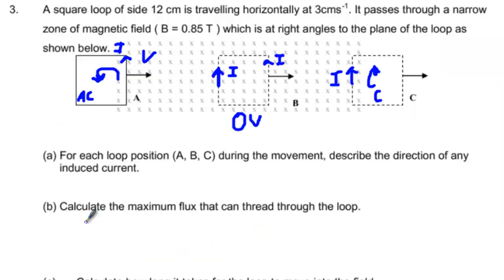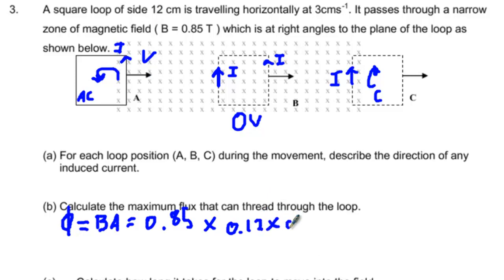3b, calculate the maximum magnetic flux that could go through the loop. Well, that's easy. They're at 90 degrees, so we don't have to use any cosines. It's just magnetic field times area. The magnetic field from up here is 0.85, and the maximum area, well, it's 12 centimeters. Now 12 centimeters isn't SI units, so we have to convert 12 centimeters into meters. So it's 0.12 times 0.12 because it is a square loop.